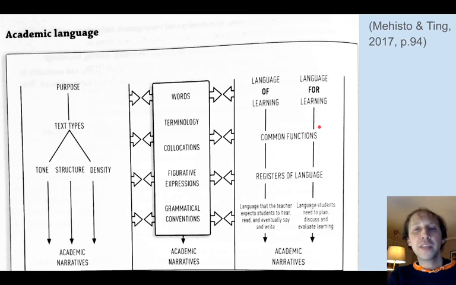Within both of these languages, we have common language functions, which we've mentioned. We've got registers, so clusters of language that are used in particular contexts, which helps us construct academic narratives. Finally, we've got the micro level. We can look at the words of academic language: terminology, collocations, figurative expressions, and grammatical conventions.